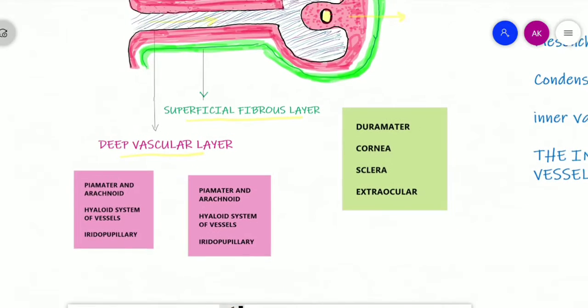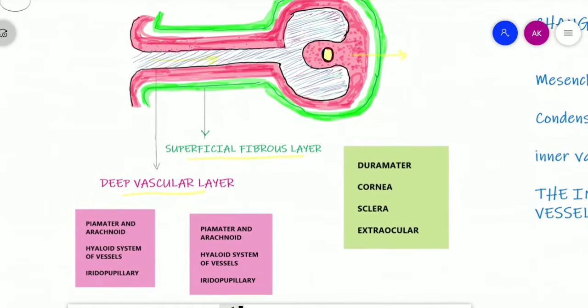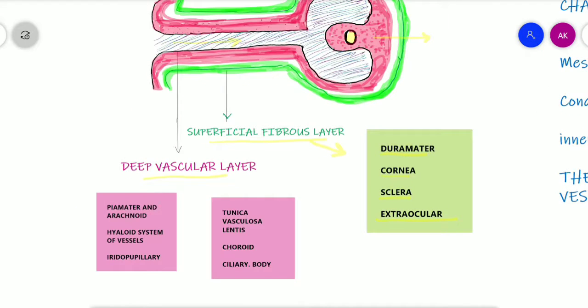Now, if we talk about what structures develop from the superficial fibrous mesenchyme, these will be the superficial meninges of the brain, that is the dura mater, the cornea, the sclera, and the extraocular group of muscles. And the vascular layer of the mesenchyme is present inside. Therefore, the meninges closer to the brain, that is the pia mater and the arachnoid, will develop from the deep vascular layer of the mesenchyme.